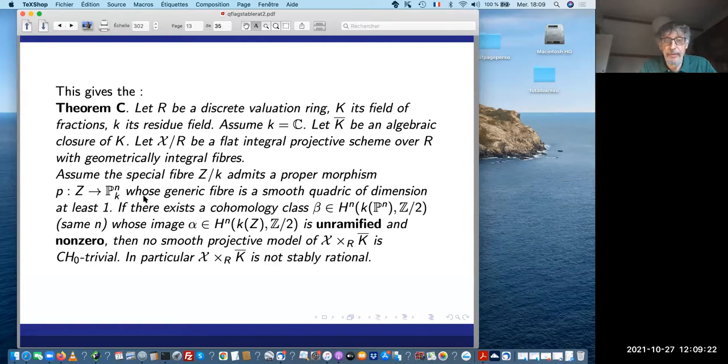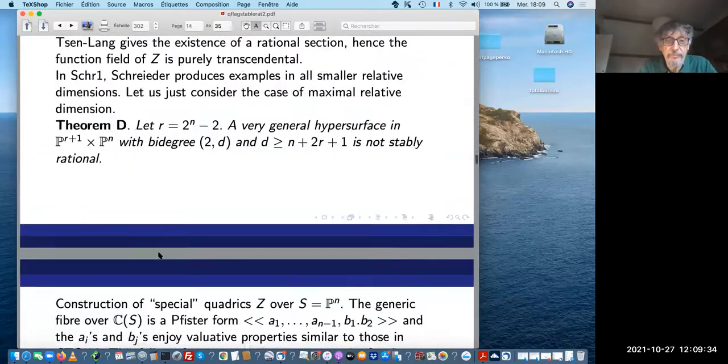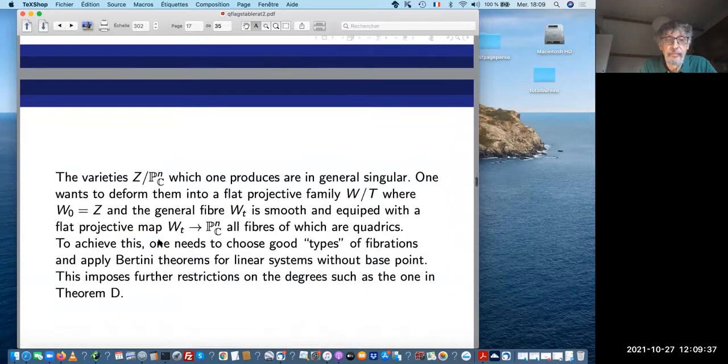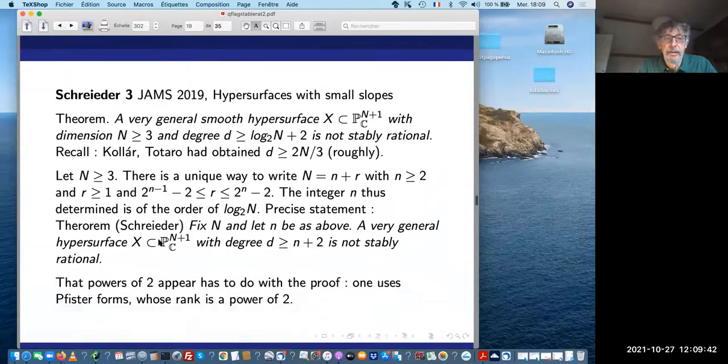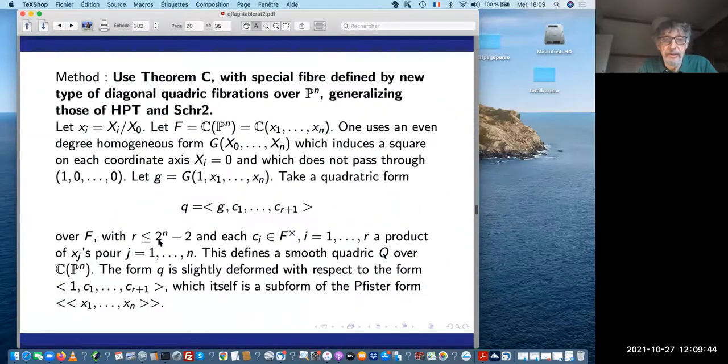Okay, we want a special fiber, a smooth quadric of dimension at least one, and a cohomology class down at the bottom in Pn, which becomes unramified in Z and which is non-zero. Okay. So this is going to be a bit technical, but look at the look of the equations and you'll get a feeling. So let little xi be, so x0, ..., xn are the homogeneous coordinates, xi are the affine coordinates, F is C(Pn).